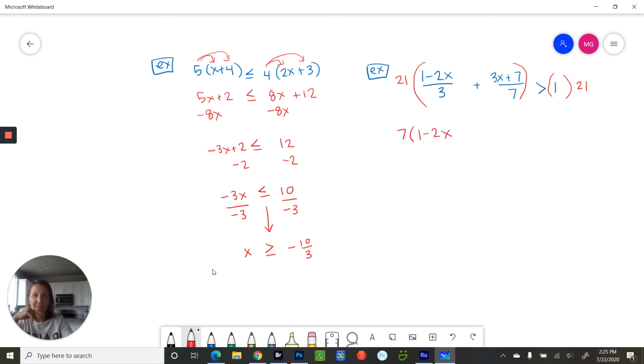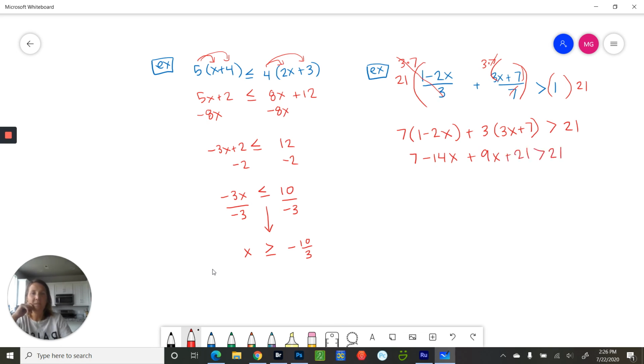The way that I like to think of this is the same thing as 3 times 7. So when you're looking at that, those 3's cancel here, and this will be 3 times 7 that you're multiplying by this whole thing. So the 7's will cancel here. So I'll get 3 times 3x plus 7, because the 7 canceled out on the bottom, and then over here I'm going to get 21. Okay, now we move back to this side, this process where we're getting rid of the parentheses next. I'll get 7 minus 14x plus 9x plus 21 is greater than 21.